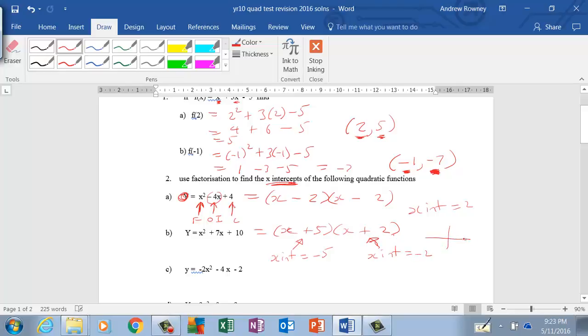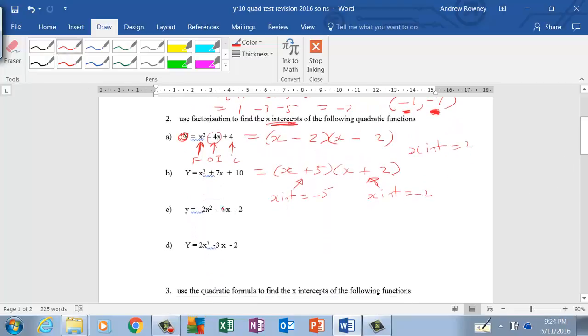So effectively with this one, we're cutting at minus 2 and minus 5, so actually we've got a quadratic looking like that, cutting at minus 5 and minus 2. Okay, next one, we've got a common factor we can take out. So we're going to take out minus 2, and we'll be left with x squared plus 2x plus 1.